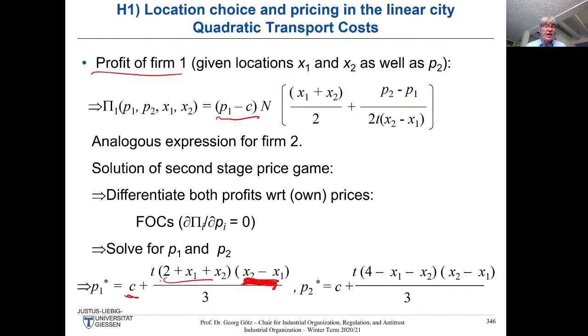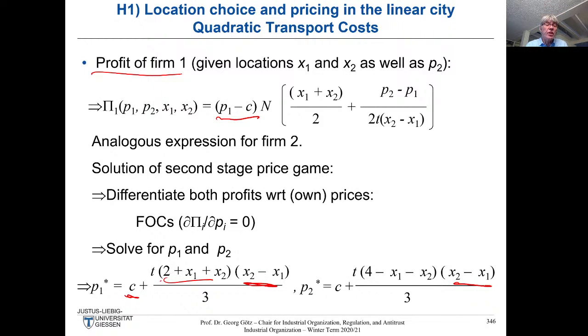And remember our discussion above where we will find maximum or minimum product differentiation. Minimum product differentiation would mean they are located at the same location. Because they are no different from the viewpoint of consumers, we are back in Bertrand competition with homogeneous products. The Bertrand paradox applies, and we have price equal to marginal cost. So that already gives you an indication that it doesn't seem like a good idea to locate at the same spot as your rival.